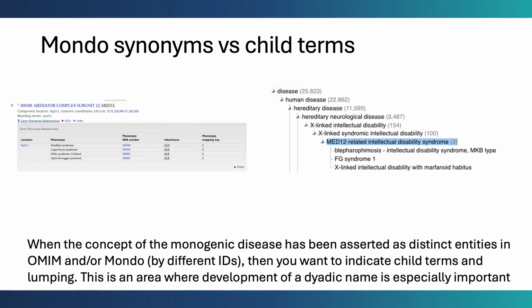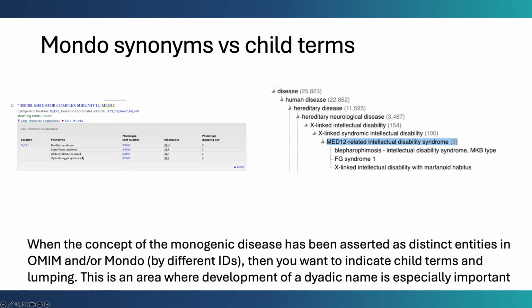Now, here's our lovely example of MED12 related intellectual disability again. Here we've got 4 different examples of MIM phenotypes and distinct entities. They're, again, 4 different entities. What we see is we were lumping 3 of them, and appropriately 3 of them are child terms. Everything that's a child term has to be true of the parent, and that's exactly what we're saying. And notice Hardikar is left out.